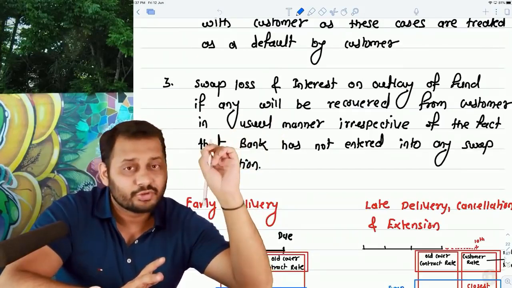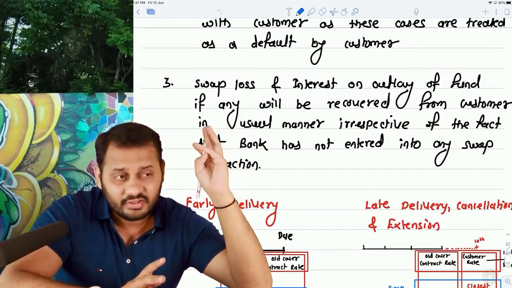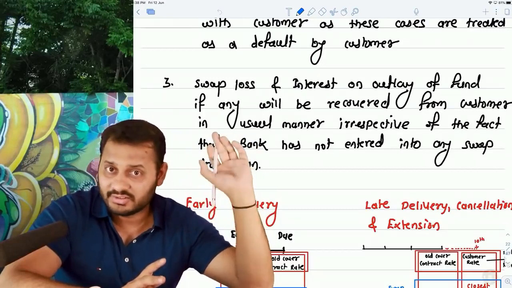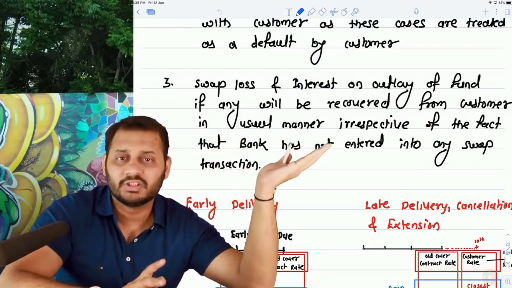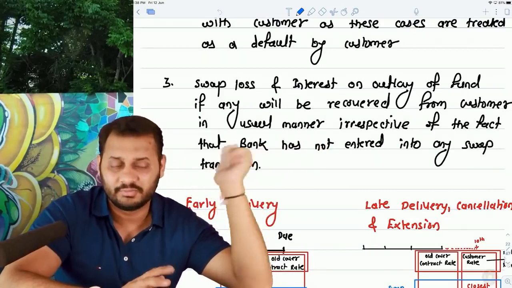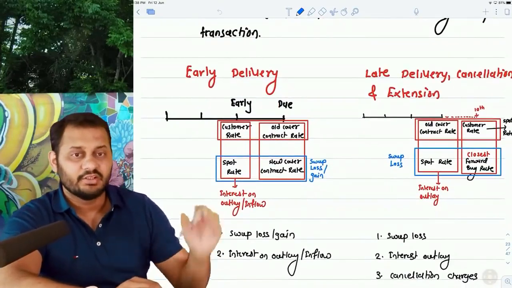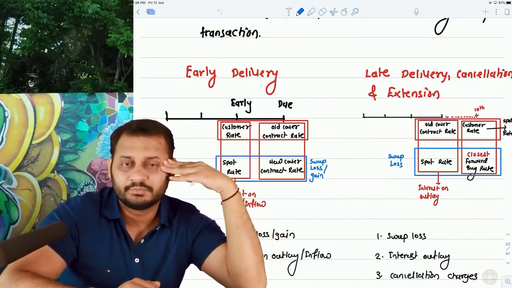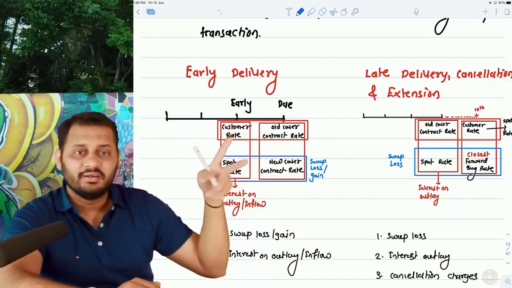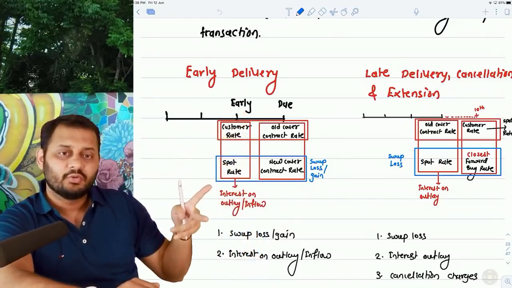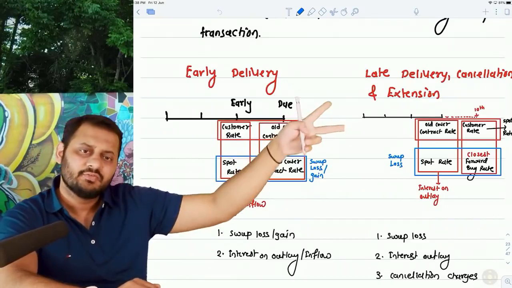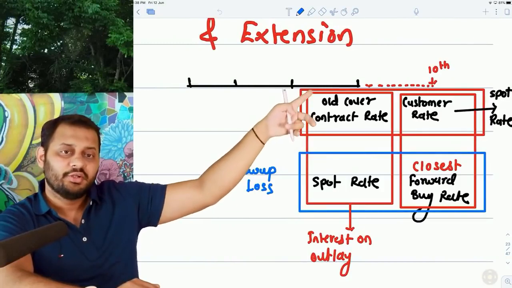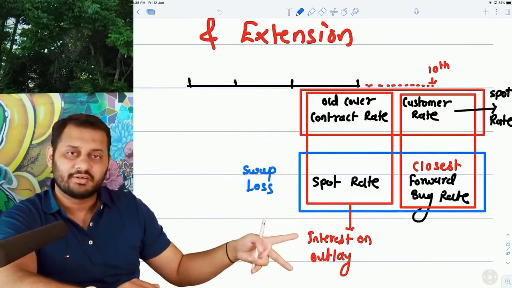So even if in the question, in case of late delivery, late cancellation or late extension, the statement related to swap is not written, still you will assume the swap transaction and calculate the loss. This is the meaning. So this is the difference between early delivery swap loss calculations and late delivery swap loss calculation. In case of early delivery, the early two rates were used to calculate the interest. In case of late delivery, the rates on due date will be used to calculate the interest.